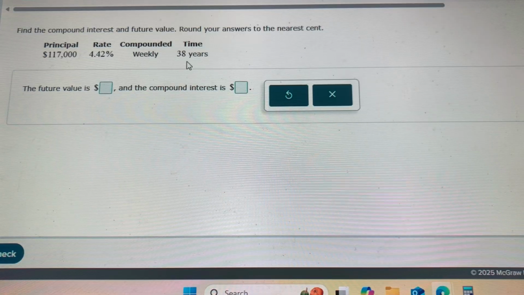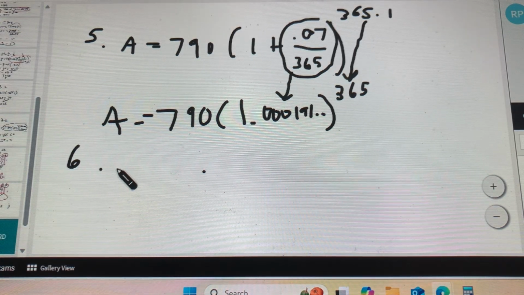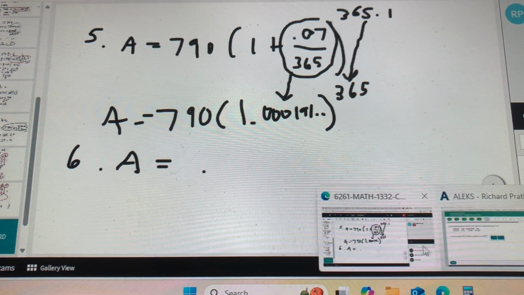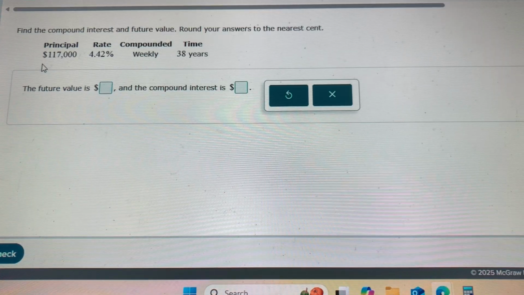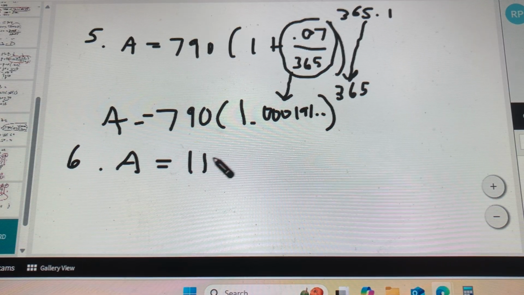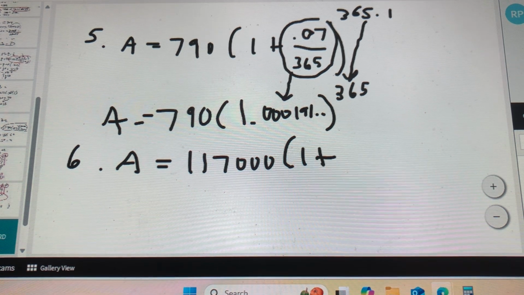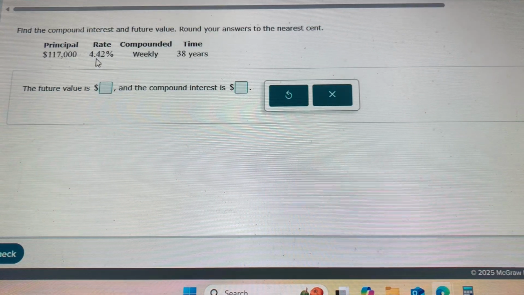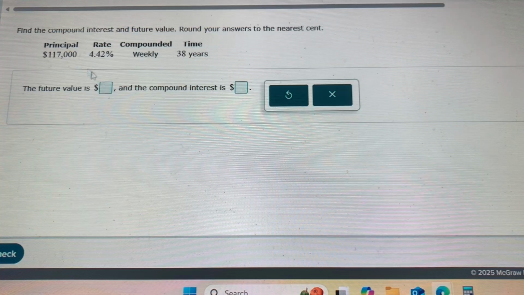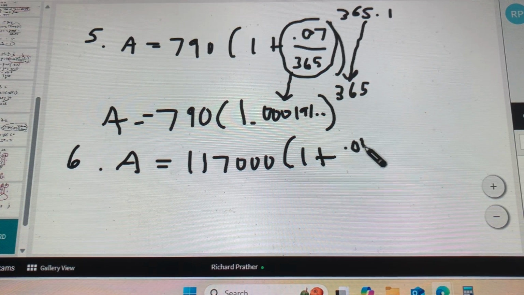Okay, so I'm going to do... The dollar amount goes first. And this is a large dollar amount too, 117000. The interest rate is 4.42, so move it over twice and get 0.0442.